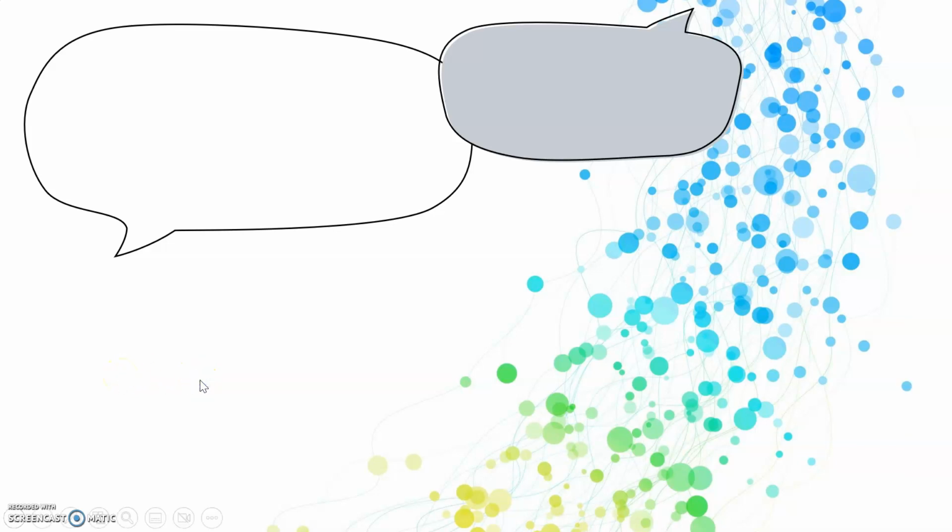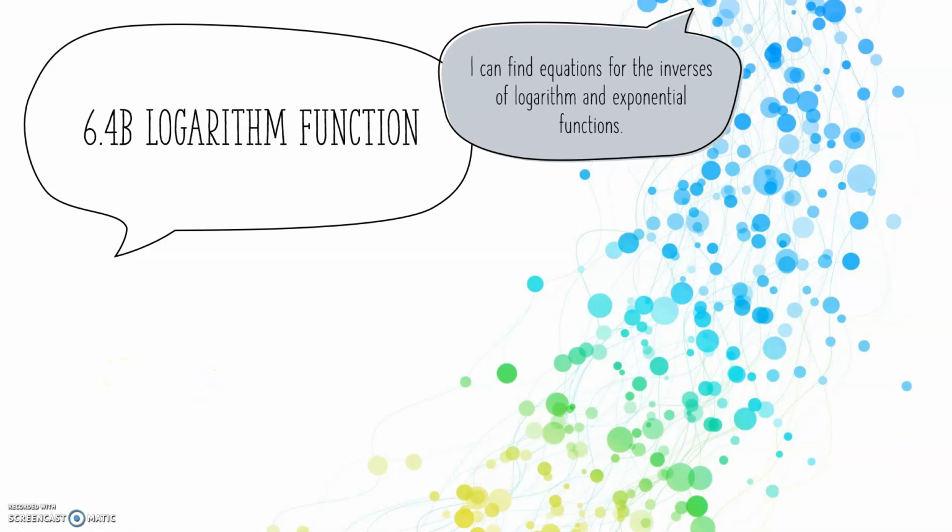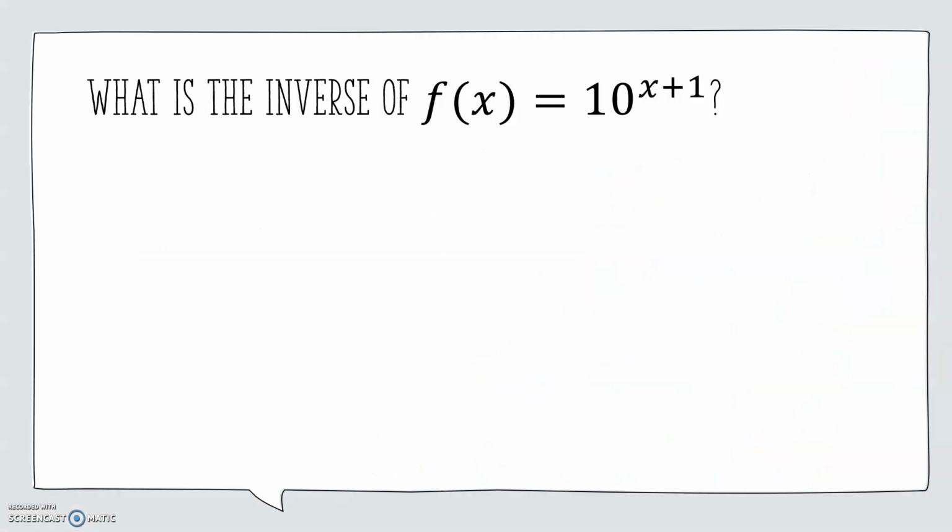This section is about using logarithms and exponentials as inverses so that you can figure out what inverse equations are. So here's our first problem. We're going to try to find the inverse of f of x equals 10 to the x plus 1.